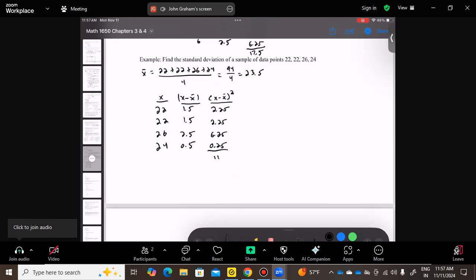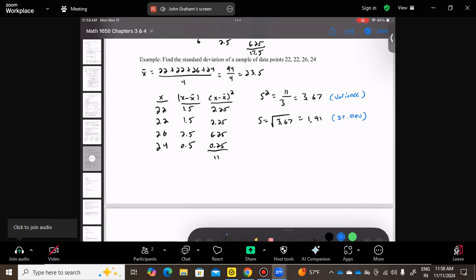And so the variance will be 11 over 3, which is 3.67. And this is your variance. And then the standard deviation, square root of 3.67, which is going to be 1.91. This is your standard deviation.